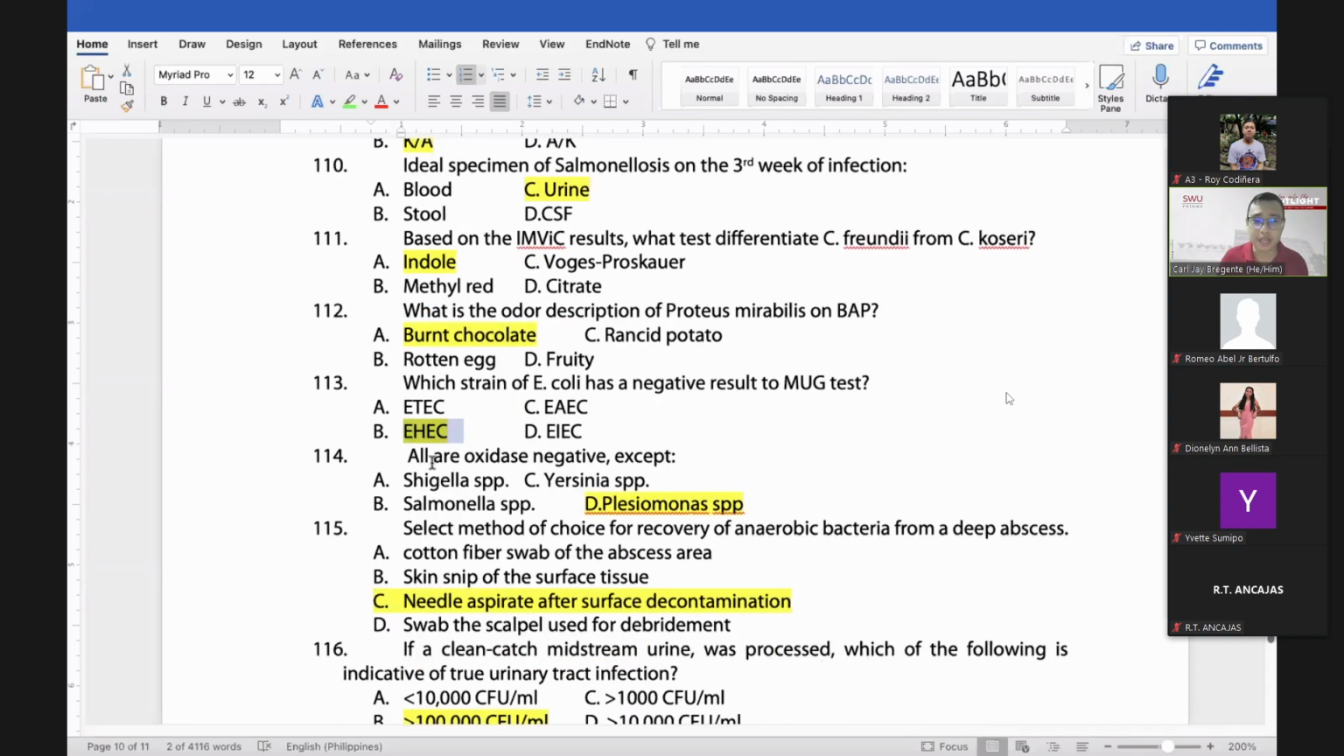114, all are oxidase negative except... Remember, class, only Plesiomonas species under Enterobacteriaceae are oxidase positive. The rest are oxidase negative. So, pag makakita gani og taas-taas na case about enterics and you have their oxidase negative ang result, always think of Plesiomonas species.